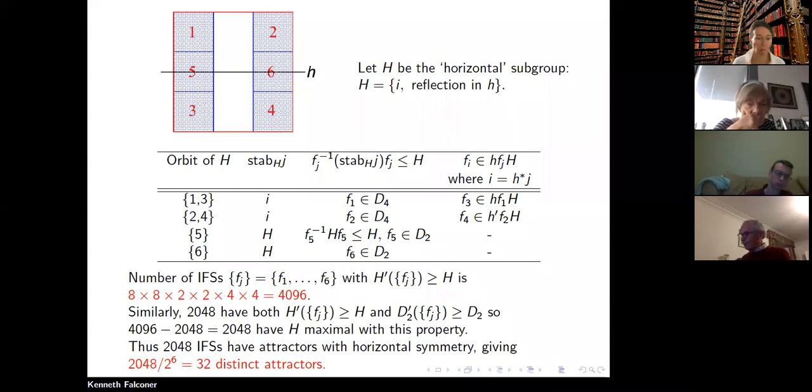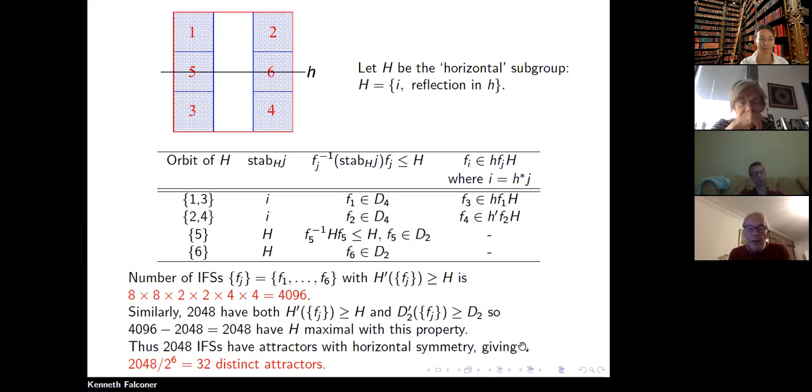Now we're not quite there because H has to be the maximal subgroup satisfying this, and it might not be, because H is a subgroup of D2, the larger group, and we might have that being satisfied as well. So you have to do the same sort of thing for this order 4 group, and it turns out that 2,048, exactly half of these sextuples, have both of these things satisfied. So only half of them have H as the maximal subgroup with this property. And so that means 2,048 sextuples, iterated function systems, have attractors with horizontal symmetry.